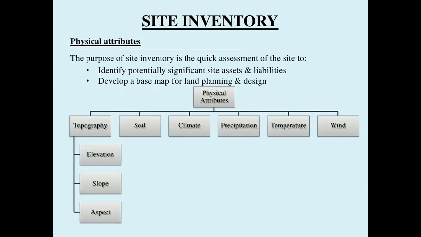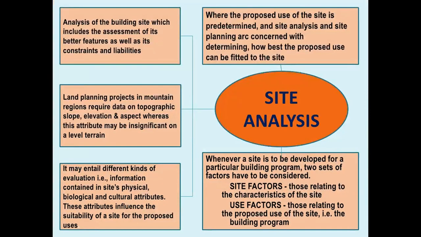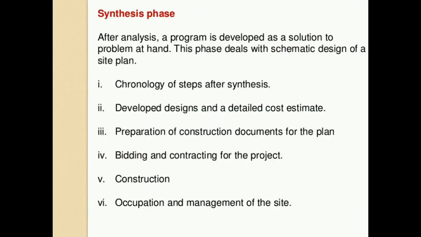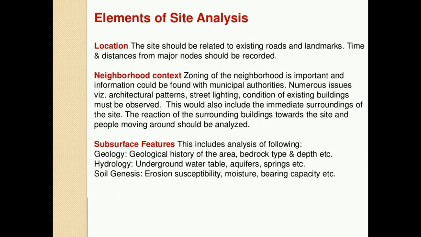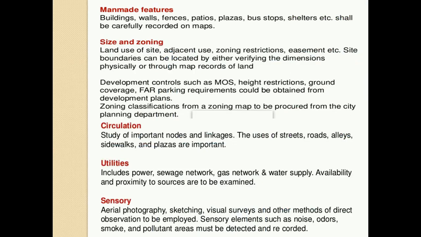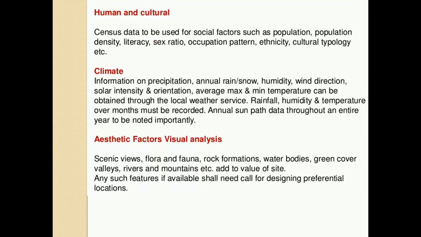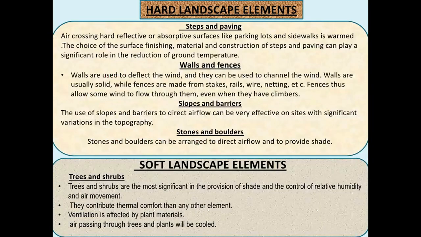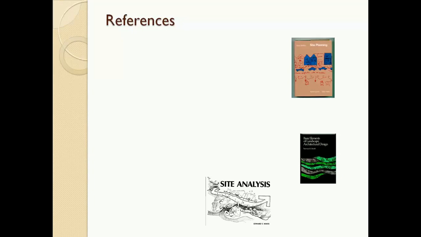Before that, in detail, the site inventory: topography, soil, climate, precipitation, temperature, wind, physical attributes, analysis and factors. Then we saw the process, starting with research, analysis, synthesis. Then goals, location, neighborhood context, subsurface features, natural surface features. All these are segments, with climatic parameters, man-made features, sizing, zoning, circulation, utilities meaning the sources available, then sensory, human and cultural, climate, the information regarding climate of the proposed site, aesthetic and user. Then the landscape elements: walls, slopes, stones, and for soft landscape, trees and shrubs. So these are the things regarding site selection and site analysis.